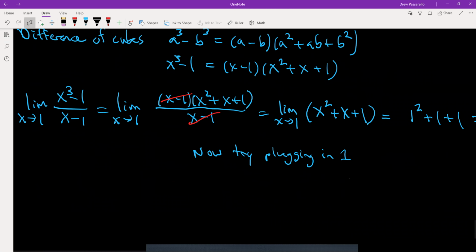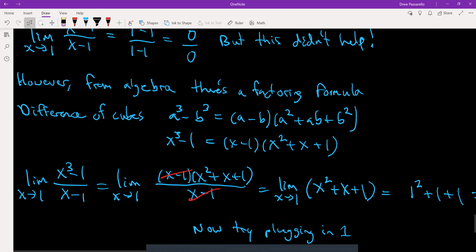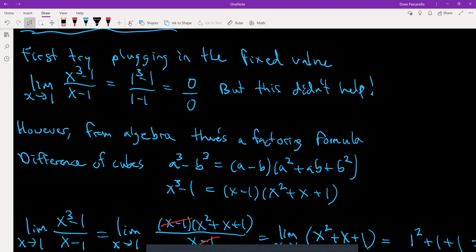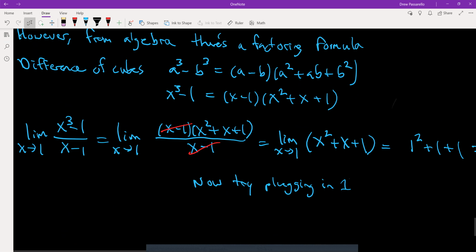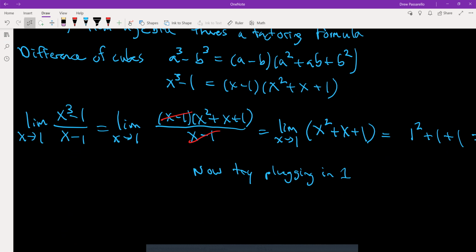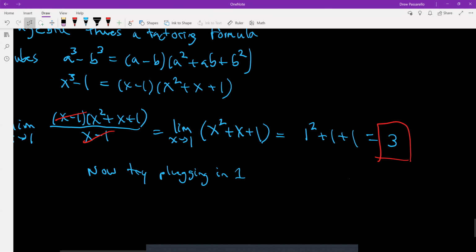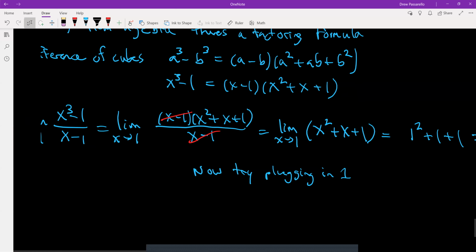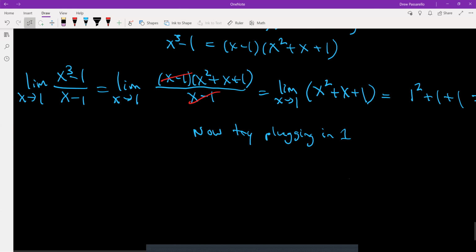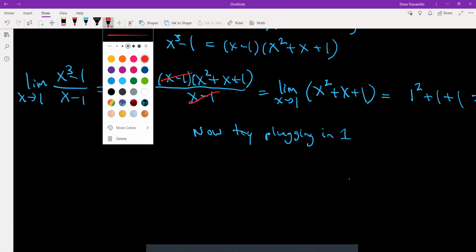All right, and you really just try plugging in 1 at first. You got 0 over 0. This doesn't help. So then I try to see if there is something in my toolbox I can apply, and that's going to be the factoring formula, difference of cubes. So that when I applied it, I can divide out the common factors from top and bottom. And then after I did that, I plugged in 1, and then I got 3. So this is going to be the way that we'll be doing most of the limits.